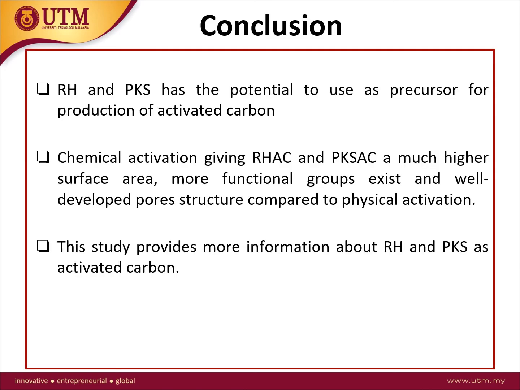As a conclusion, rice husk and pumpkin shell have the potential to be used as precursors for the production of activated carbon. Chemical activation gives rice husk activated carbon and palm kernel shell activated carbon a much higher surface area, more functional groups on the surface, and well-developed pore structures compared to physical activation. This study provides more information about rice husk and PKS as activated carbon.